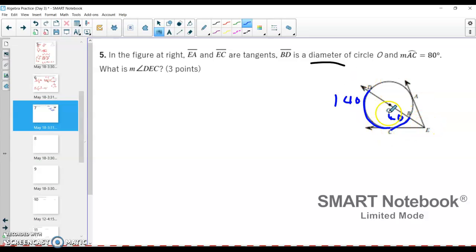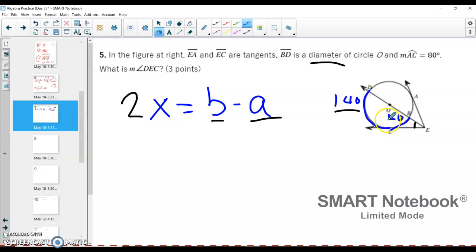Once I view it as that secant line and the tangent line, and I know these measurements, I can use the formula 2x equals b minus a to solve for this angle right here. B represents the major arc, which is 140. A represents the minor arc, which is 40. And x represents this angle that's missing. So as long as we plug in the correct measurements for B and A, we'll be able to solve for x and get our final answer there.